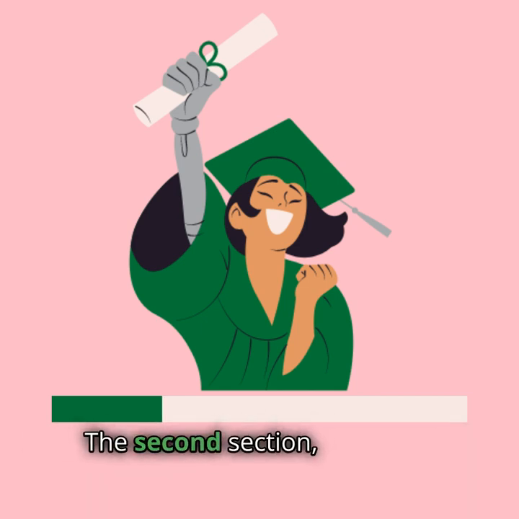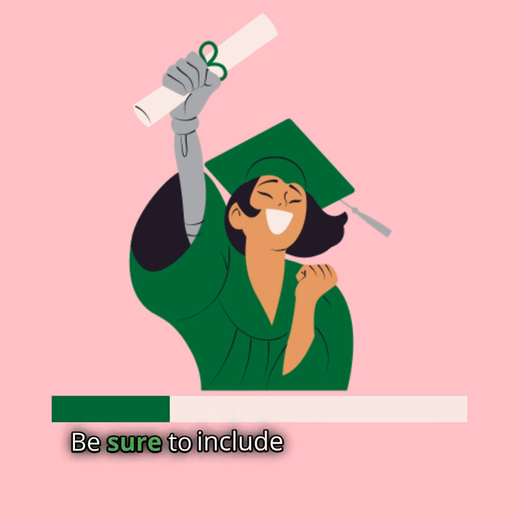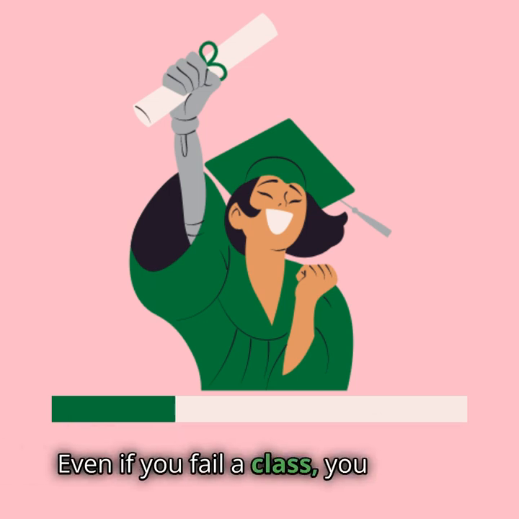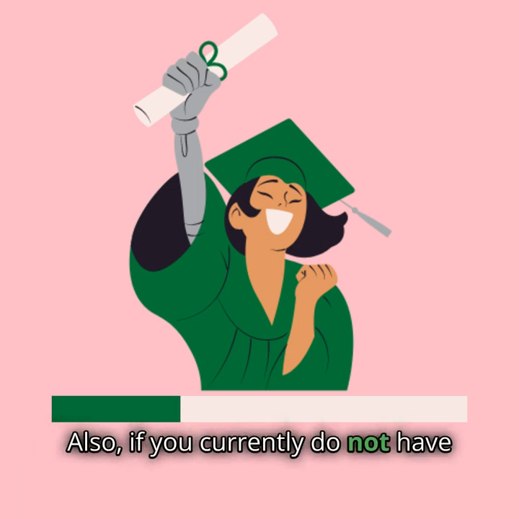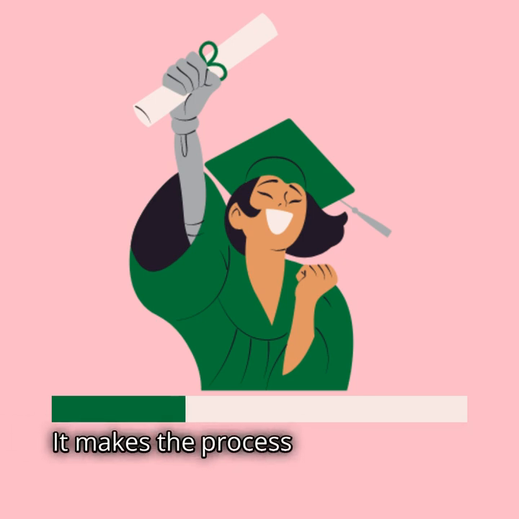The second section, academic history, simply asks you to input all of the classes you have taken in your high school career. Be sure to include everything on your transcripts, even if you fail a class. You want to be as honest with them as you can. Also, if you currently do not have access to your transcripts, you need to get access to them. It makes the process so much more efficient.